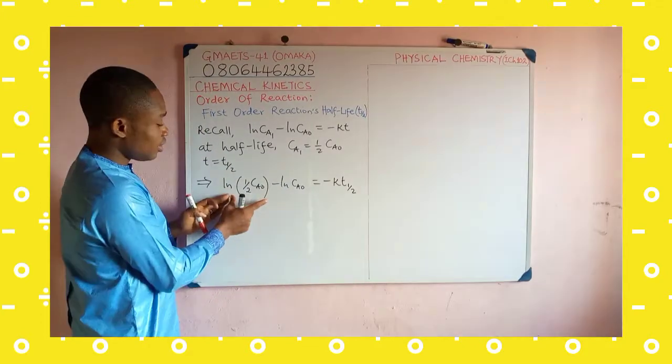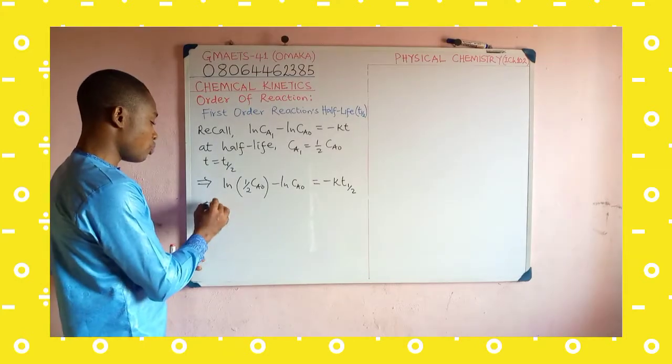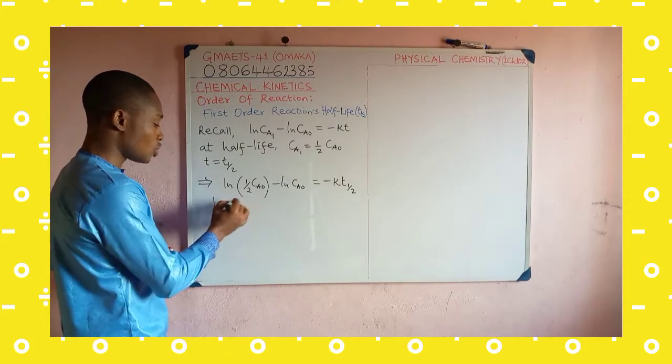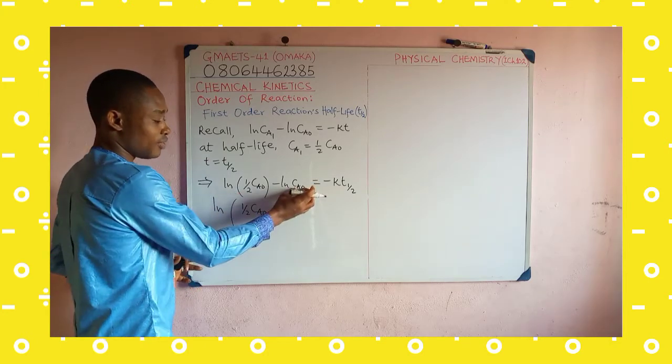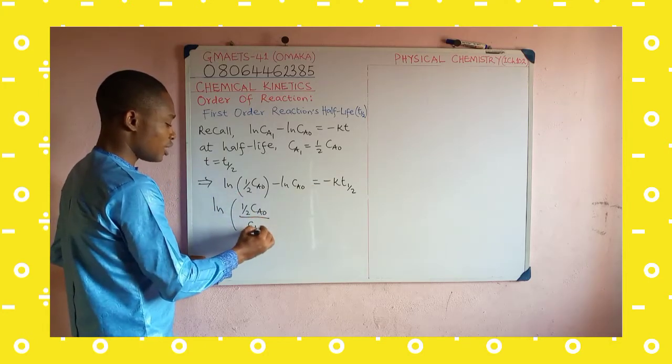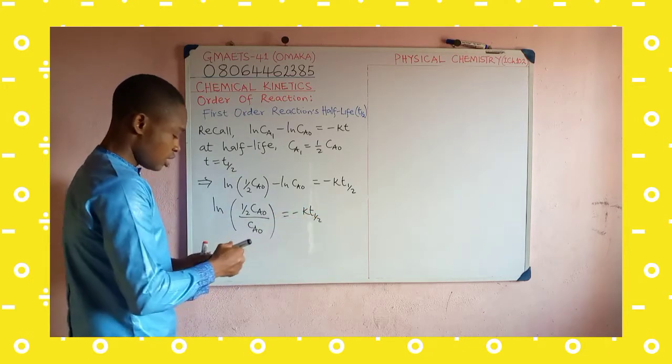We have that ln of this term minus ln of this term. When you're subtracting logs to the same base, you're going to pick one of them. So I'll pick one of the lns, and I'll have 1 over 2 CaO. You divide this term by this term, so I'll divide by this concentration term and then minus Kt half.